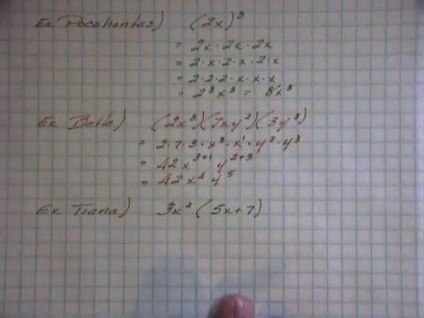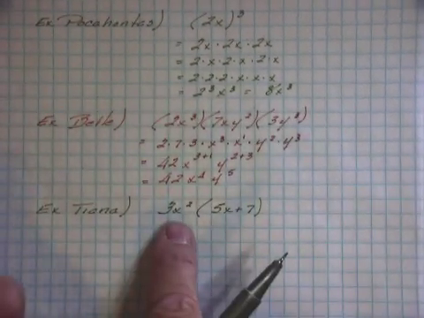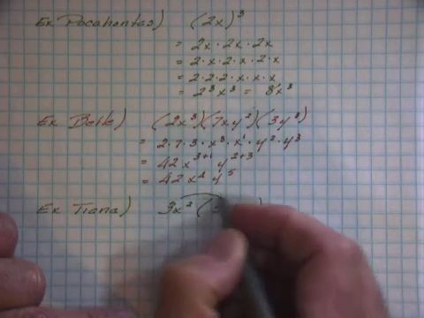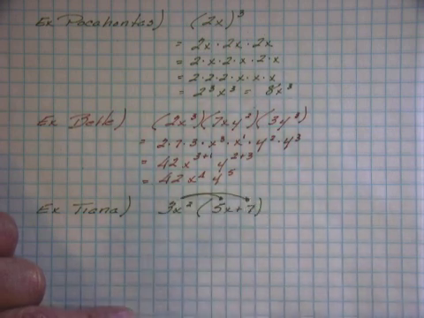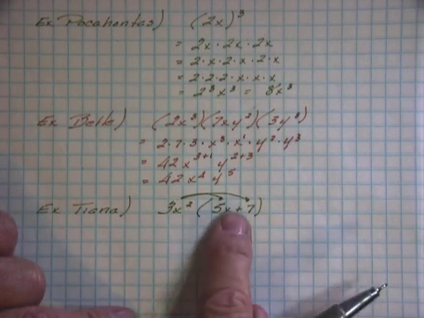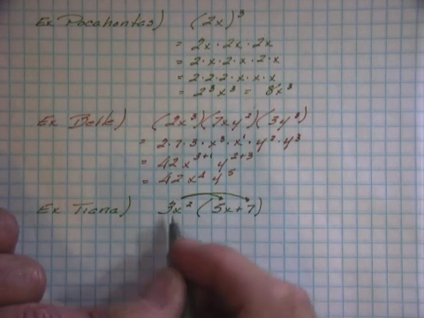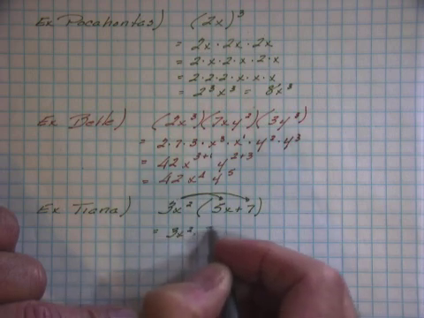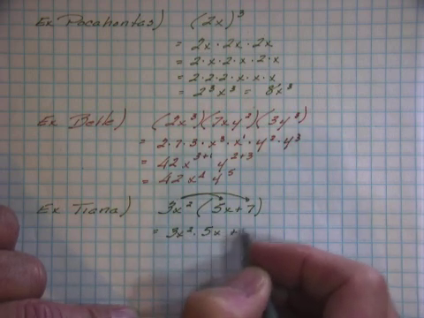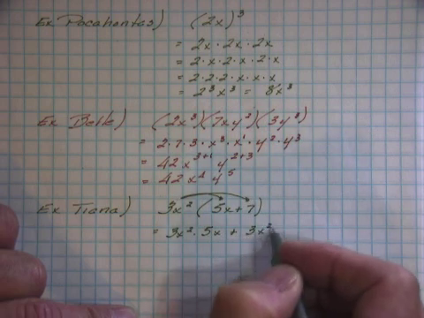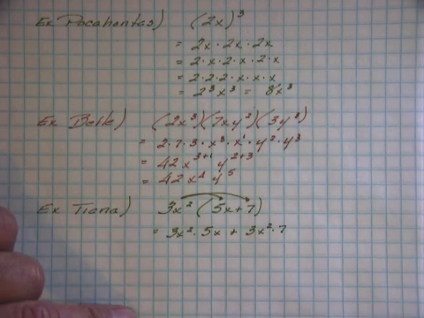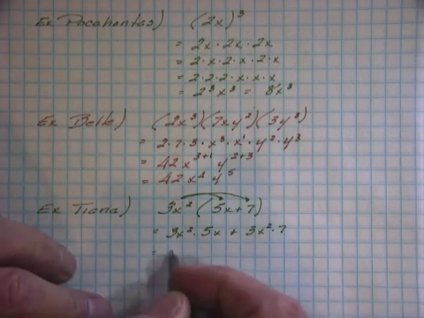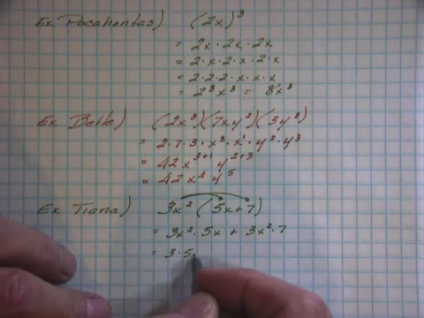Let's look at example Tiana and see how we're going to handle this problem. So what we've got here is a little distribution we're going to throw in. So we've got 3x squared on the outside. We're going to distribute it to everything on the inside of the parentheses. Don't forget to draw your arrows so you don't lose track. And what we've got is 3x squared times 5x plus 3x squared times 7.